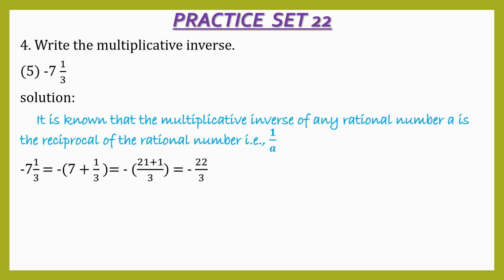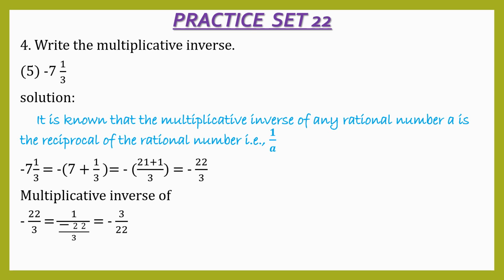So we are going to take the multiplicative inverse of minus 22 upon 3. So we know that multiplicative inverse of minus 22 upon 3 will be equal to 1 upon minus 22 upon 3, which is equal to minus 3 upon 22. So our multiplicative inverse of minus 7 of 1 upon 3 is equal to minus 3 upon 22.